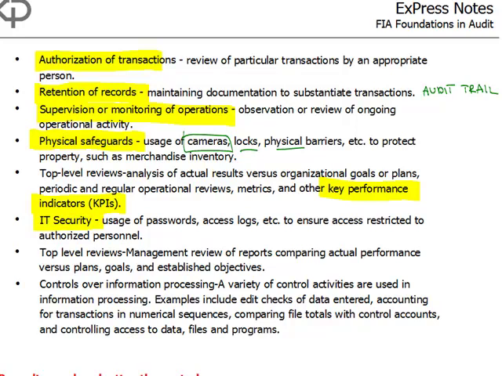IT security. A lot of transactions, including those that go through financial reporting, are now managed by IT systems. Obviously, the better the IT is managed, the more comfort the auditor will have over the quality of information in the financial reports.